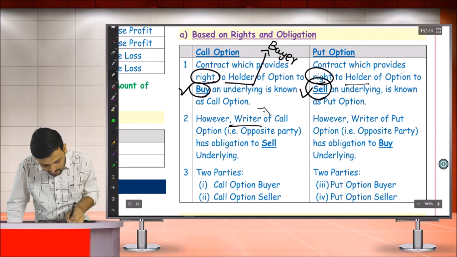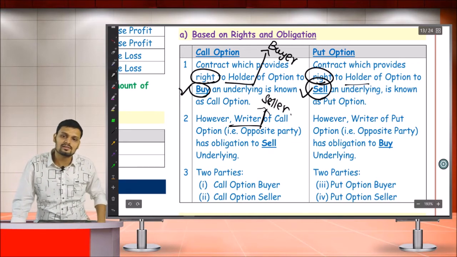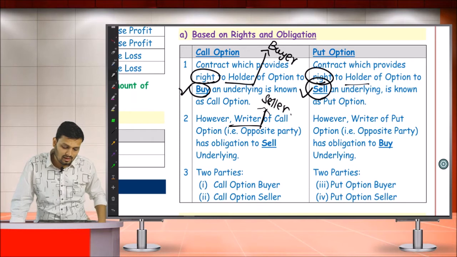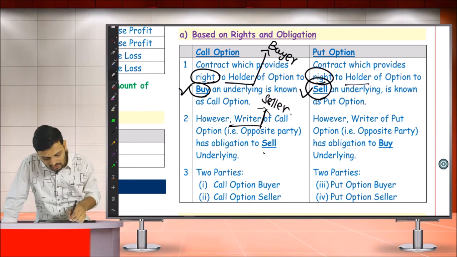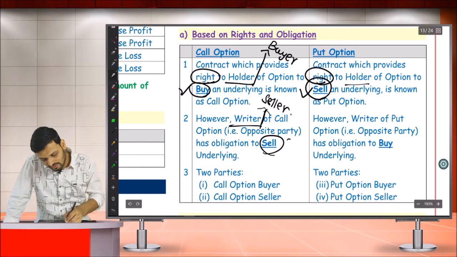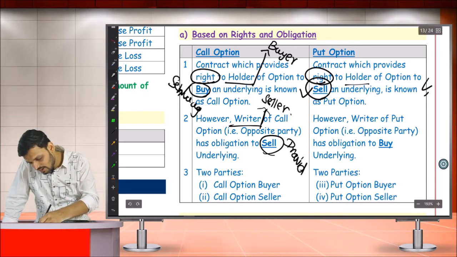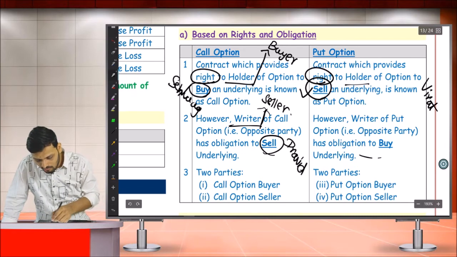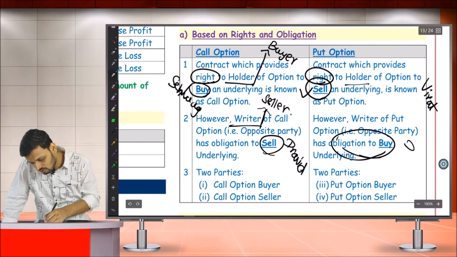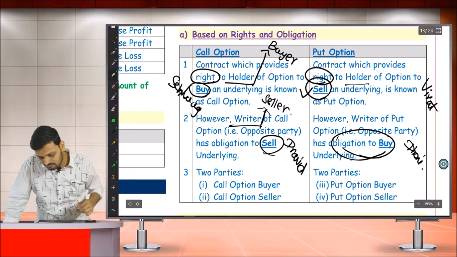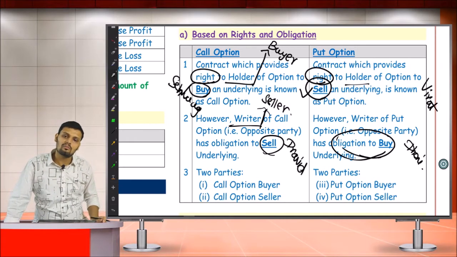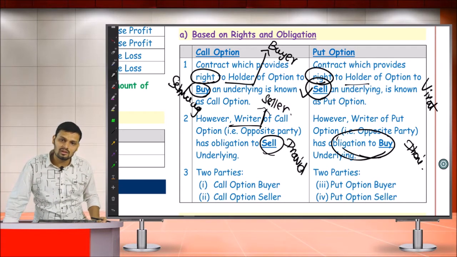Who is the writer? Writer is your seller. Writer is your seller. So, however, seller of call option, that is the opposite party, has obligation to sell. This is nothing but Dravid. Dravid had the obligation to sell. This is nothing but Sehwag. Here we saw the example of Virat. And obligation to buy is your Dhoni.